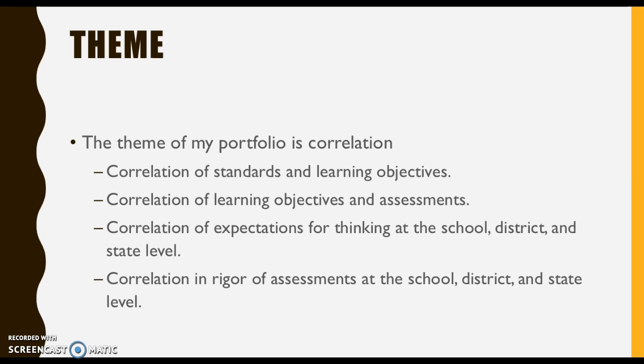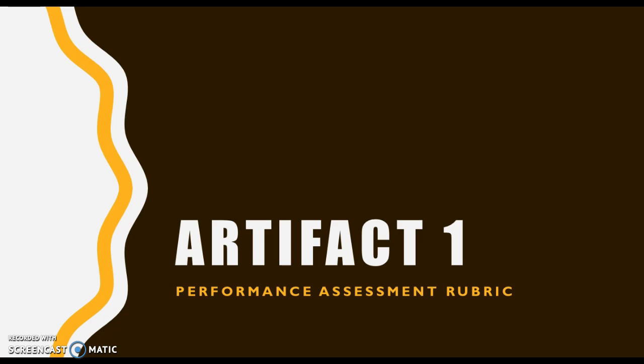What we see, and what I've learned through the class most specifically, is there's a lack of correlation between standards and learning objectives, a lack of correlation between learning objectives and assessments, and then majorly a lack of correlation of expectations for the level of thinking at the school district and state level, as well as the rigor of assessments at the school district and state level. And this is where we're seeing a deficit in student achievement in our district.